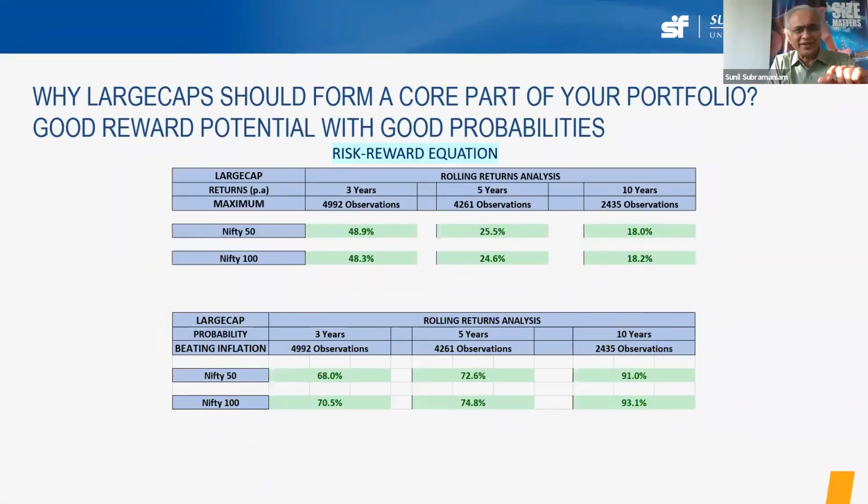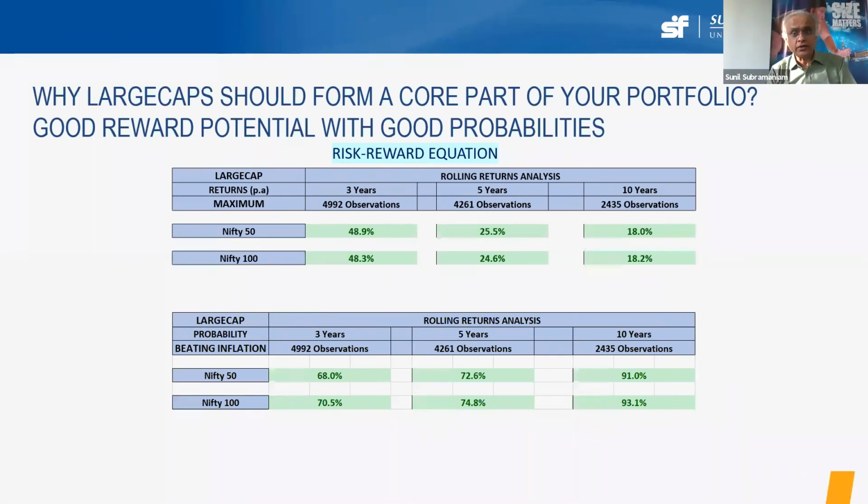So in the large cap, right, the maximum, that's the reward, right? The maximum returns, I thought average was 12, but if your timing was very good, the reward you get is 48% per annum on 3 years, 25% per annum on 5 years, and 18% per annum on 10 years. So like I said, if the timing is good, that is in that 10-year period, you've made fabulous returns. But what is the probability of beating inflation? That was maximum. Let's look at it from a risk-reward probability.